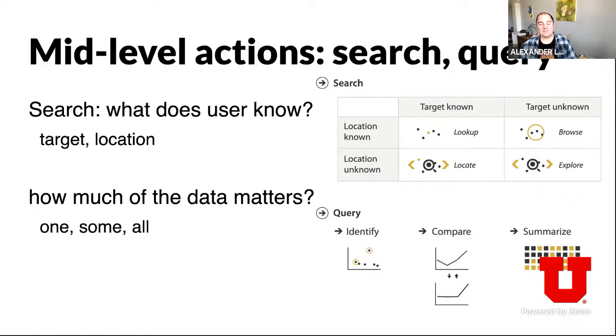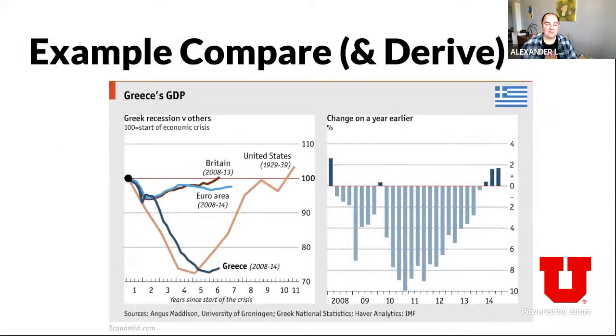And then similarly to the search, on the same level, we also have these query tasks. And for querying, we think a lot about how much of the data really matters. Do we want to identify individual elements in our data set, or do we want to compare two different data sets, or do we want to get an overview of everything that's going on? So here is an example of comparing and also deriving.